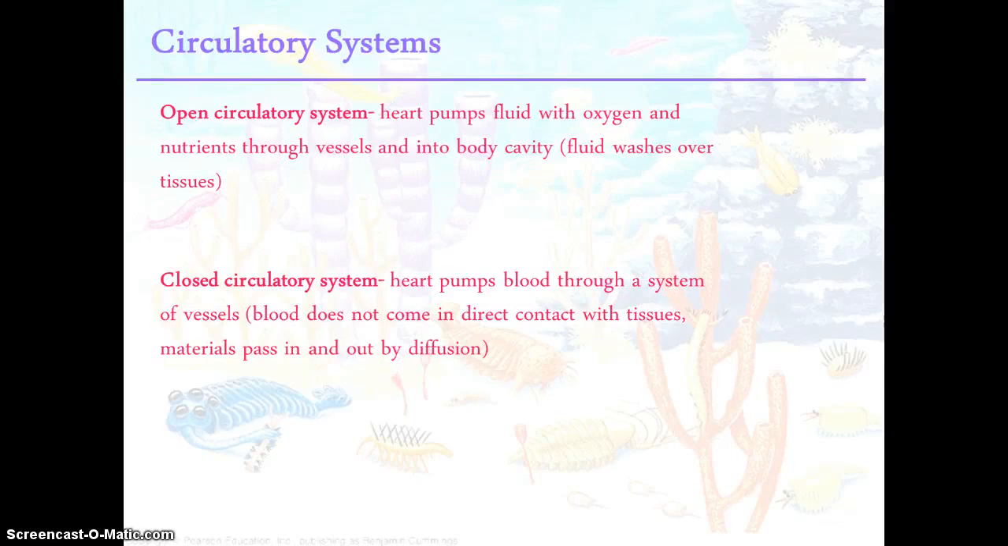Okay, circulatory systems of our animals. You can have either an open circulatory system or a closed circulatory system. In an open circulatory system, the heart is going to pump fluid that contains oxygen and nutrients through vessels into a body cavity. As this happens, this fluid washes over tissues, and then oxygen is going to diffuse from that fluid into the tissue that needs the oxygen. That's an open circulatory system. More of your simple animals will have that type of circulatory system.